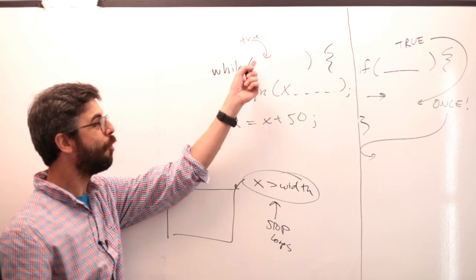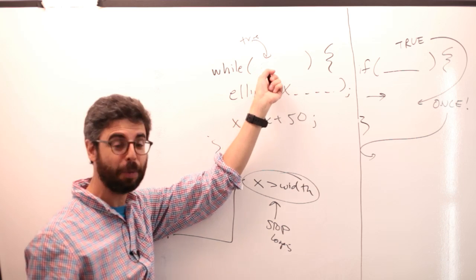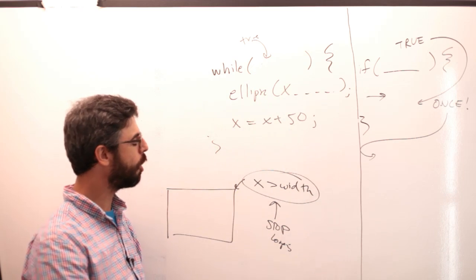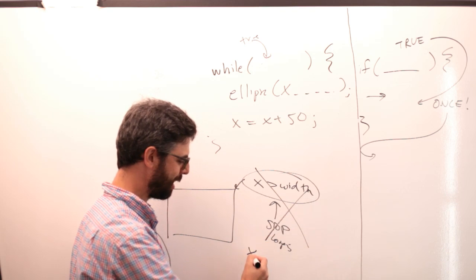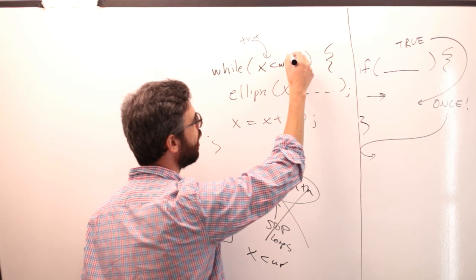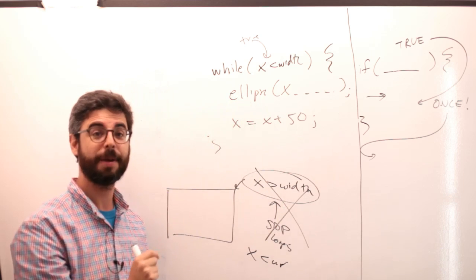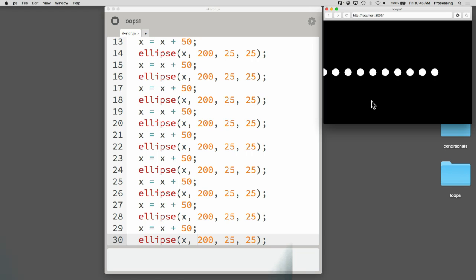But remember, the thing in here is when it's true, that's not when I stop looping, that's when I continue looping. So I want to continue looping as long as x is less than width. So as long as x is less than width, I want to draw this ellipse over and over and over again. Okay, so let's come over here and see that.